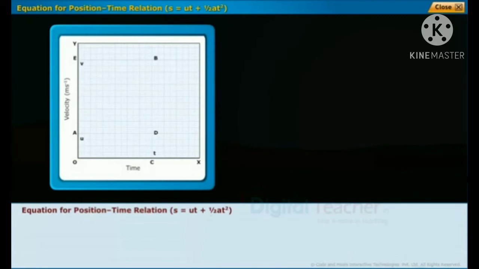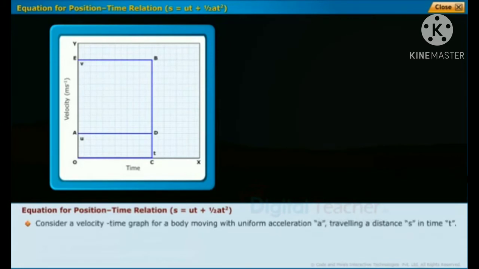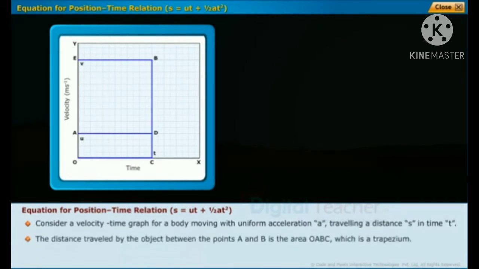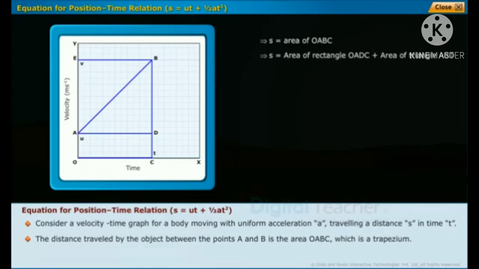Equation for position-time relation. S equals ut plus half at square. Consider a velocity-time graph for a body moving with uniform acceleration a, traveling a distance s in time t. The distance traveled by the object between the points A and B is the area OABC, which is a trapezium. That implies S equals the area of OABC. Implies S equals the area of rectangle OADC plus the area of triangle ABD. That implies S equals OA into OC plus half into AD into BD.